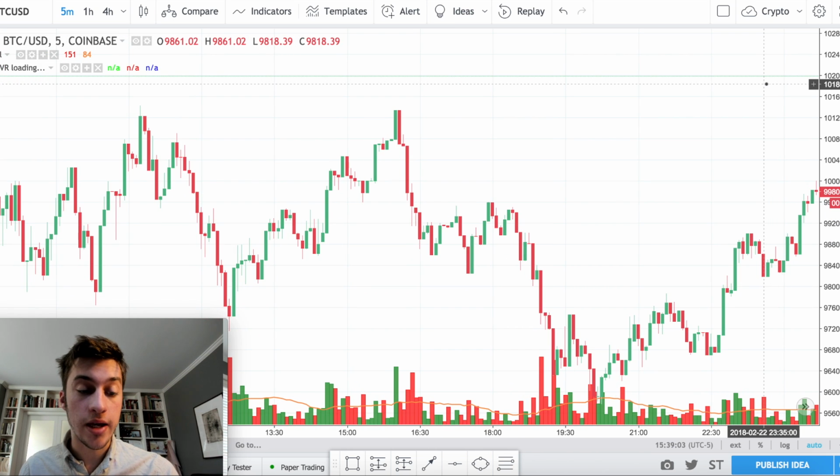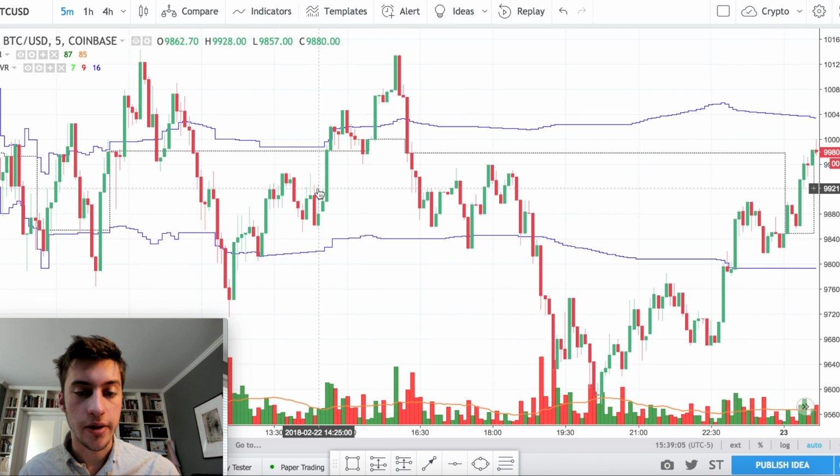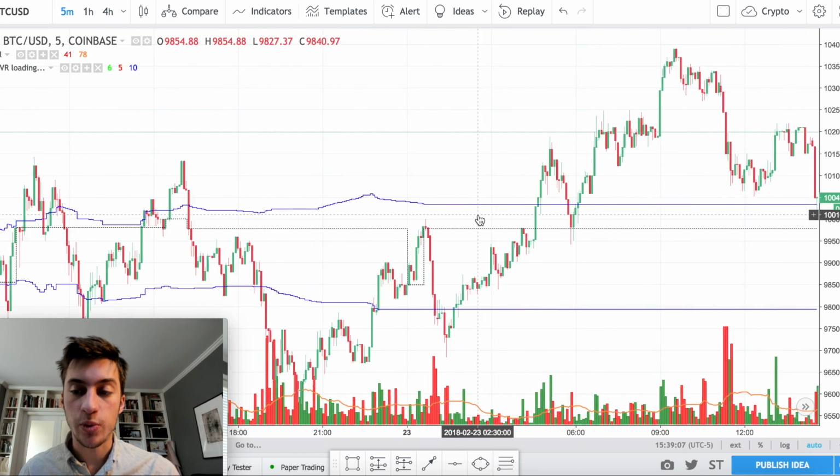And yeah, again, you can just play around with the volume profile and see what works and what doesn't work, and then go from there.